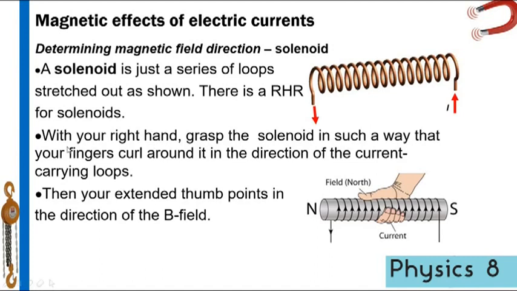Just to recap, with your right hand, you grasp the solenoid in such a way that your fingers curl around it in the direction of the current carrying loops. Here you can see in the diagram that the current is flowing in the direction of the arrows, and the fingers are pointing in the direction of the arrows, indicating the flow of the current. Your extended thumb then points in the direction of the north magnetic pole.